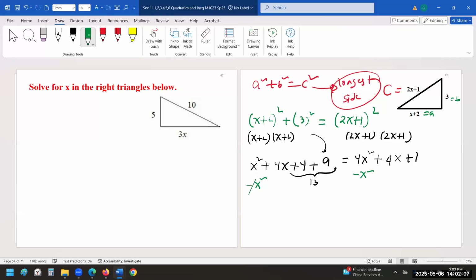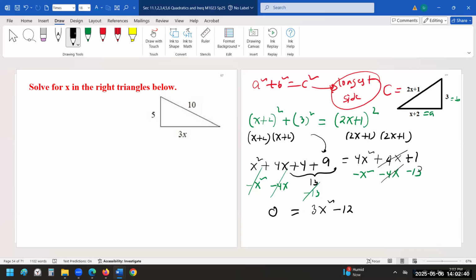squared, minus x squared, that cancels out. Minus 4x, that cancels out. And now this is 13, so you subtract 13. 13 cancels out. So you have 0 equals, and 4x and 4x cancel out. 4x squared minus 1x squared, how many x squared? 3x squared, and plus 1 minus 13, minus 12.